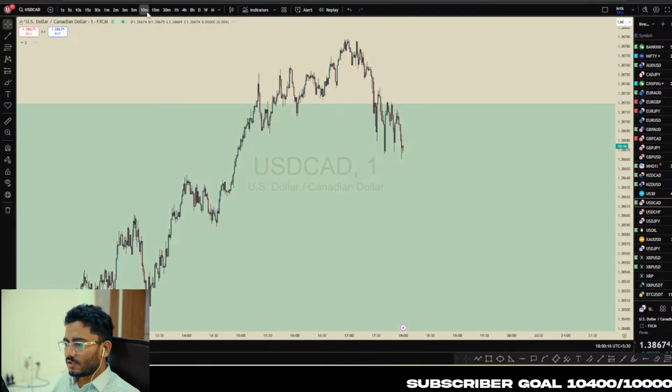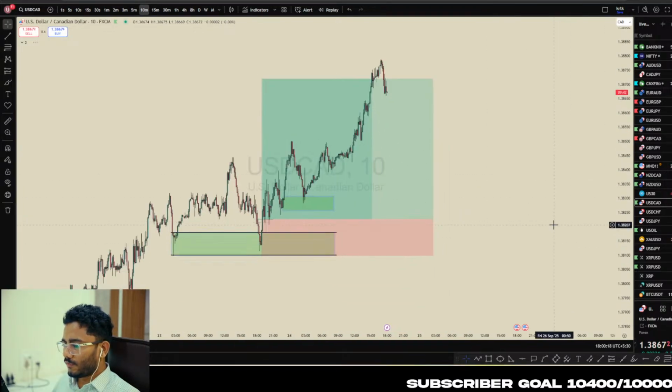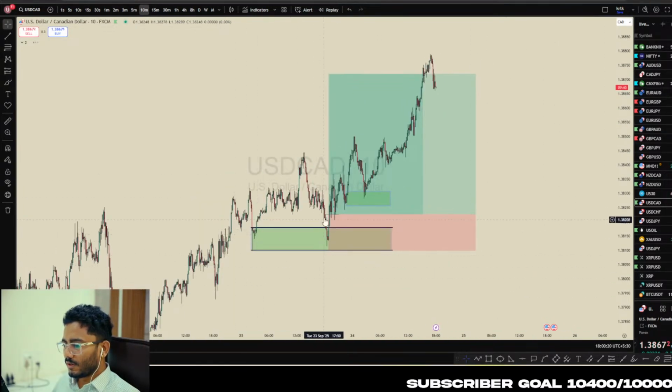And yesterday's USD CAD trade went in profit. So this was our entry. I was waiting for buys to break this previous high. Here you could have entered after this structure break also. It took out the liquidity. There was an order block. Again, price went to the upside.